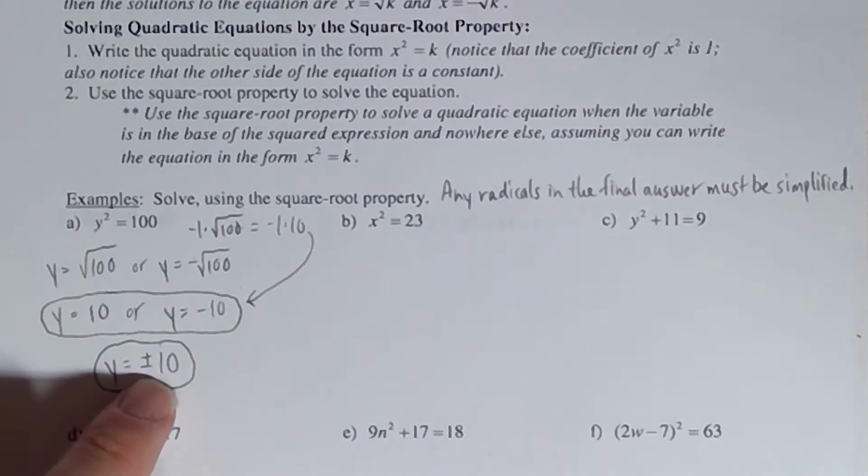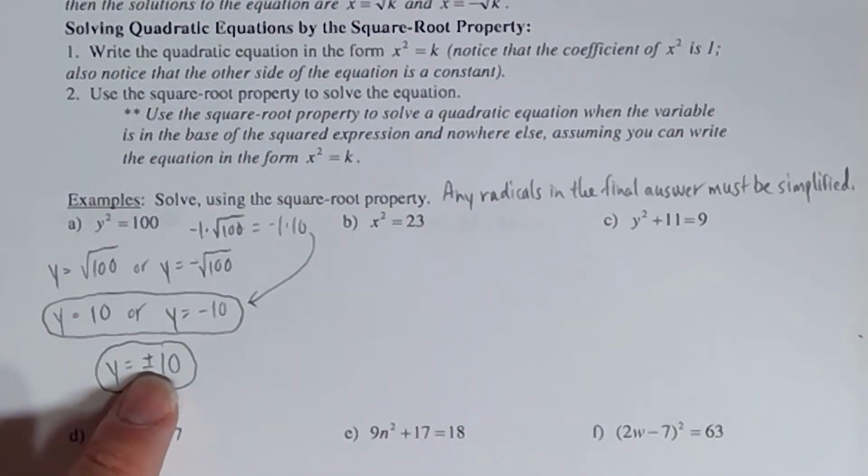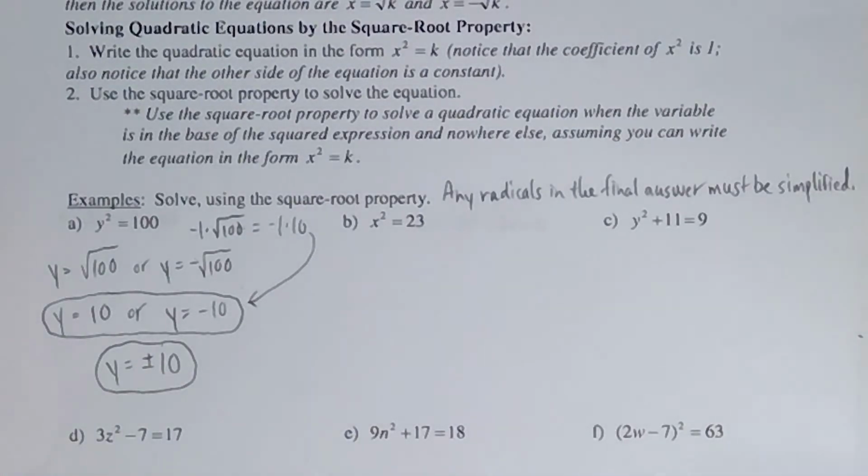And the two answers are exactly the same, except for one has a positive right there and one has a negative right there. But everything else is the same. Okay, so therefore this is positive and negative 10 when you read that. Okay, we also call it plus or minus 10.